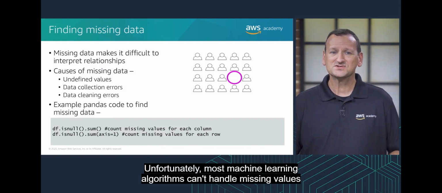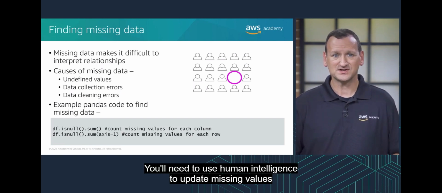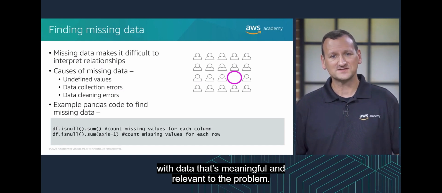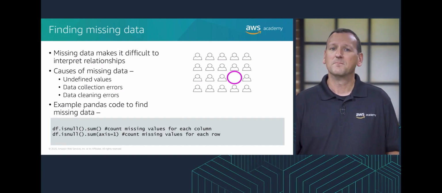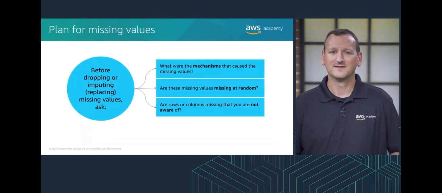Unfortunately, most machine learning algorithms can't handle missing values automatically. You'll need to use human intelligence to update missing values with data that's meaningful and relevant to the problem. Most Python libraries for data manipulation include functions for finding missing data.